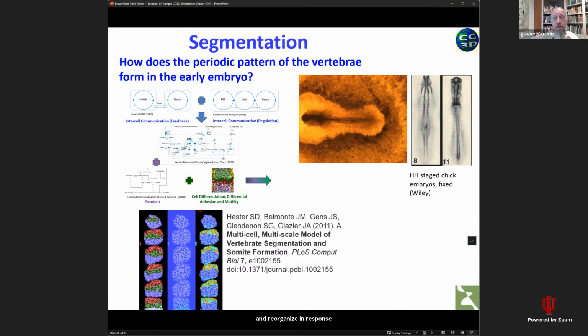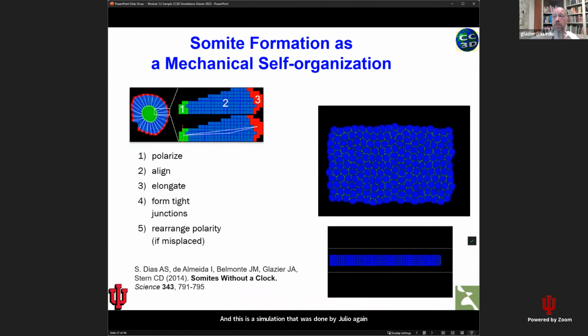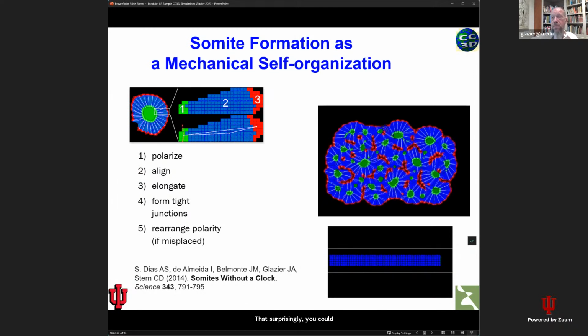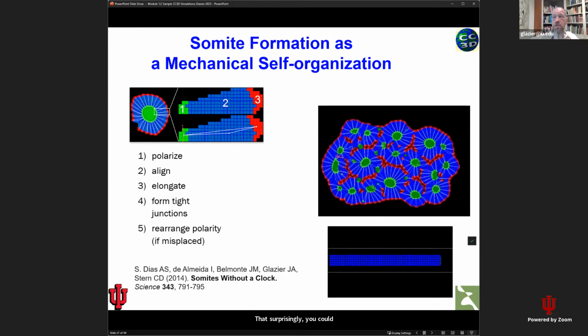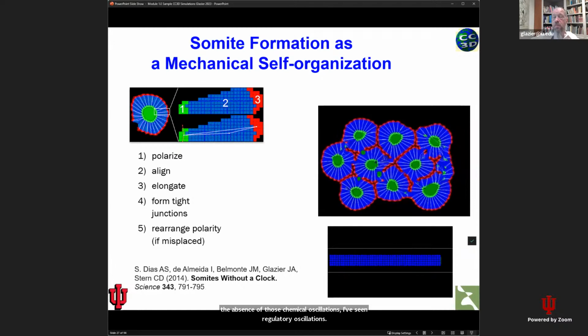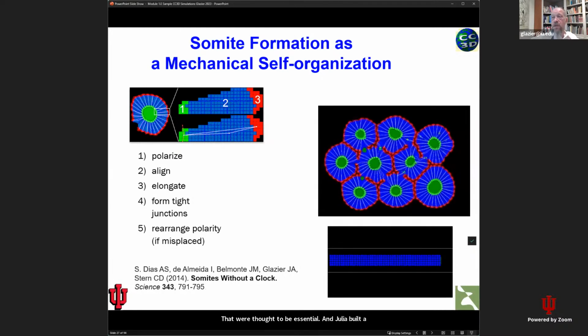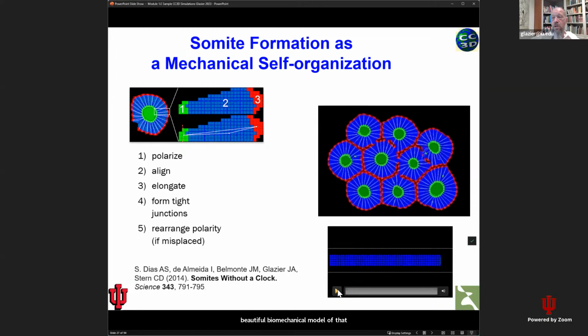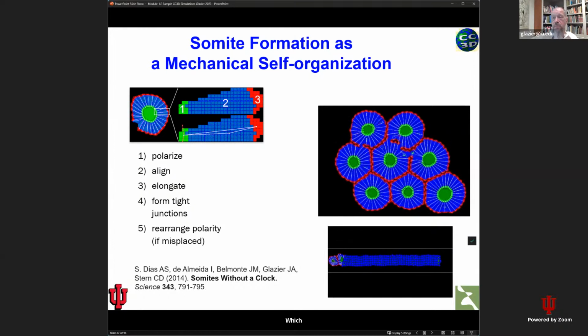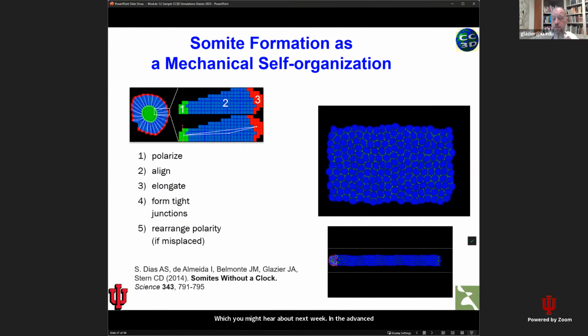And this is a simulation that was done by Giulio, again, Belmonte. We discovered in collaboration with the group of Claudio Stern at University College London that surprisingly, you could have somitogenesis in the absence of those chemical oscillations, those gene regulatory oscillations that were thought to be essential. And Giulio built a beautiful biomechanical model of that self-organization, which you might hear about next week in the advanced portion of the course using links and polarization.